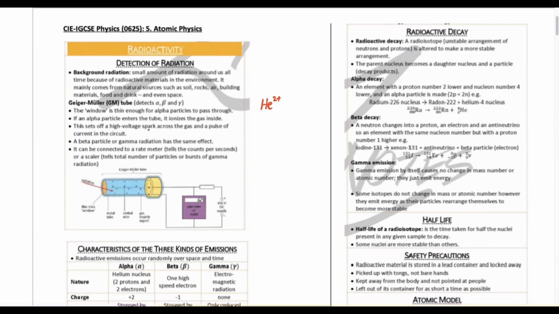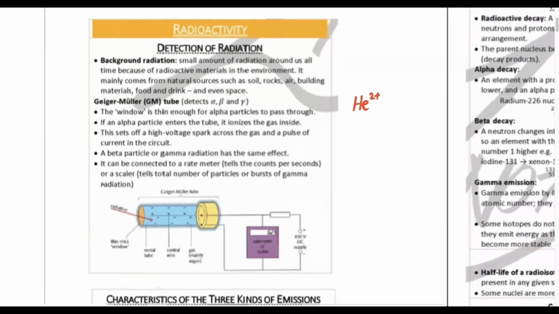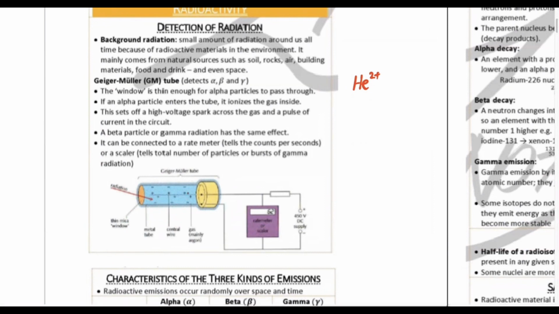This sets off a high voltage spark across the gas and a pulse of current in the circuit. You can look at the picture and see plus and minus in the tube here. Because the alpha particles ionize the air molecules, there are positive ions and negatively charged particles inside. The negatively charged particles move to the wire in the middle and start to flow, and that creates current. You can see the spark also. The spark is like the movement of electrons to the middle. The beta particles or gamma radiations have the same effect.